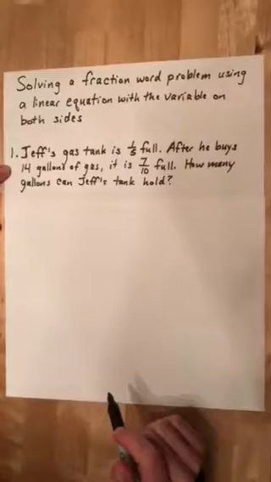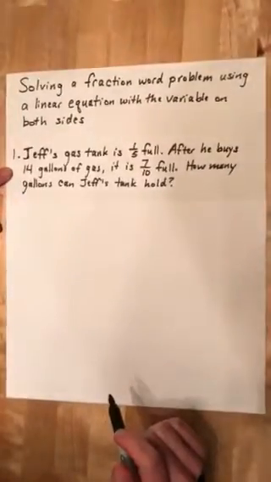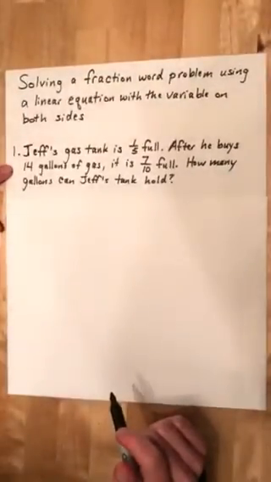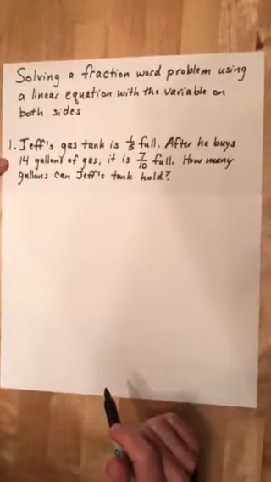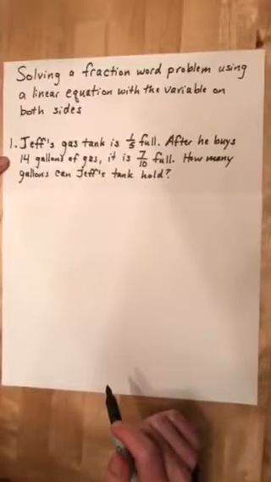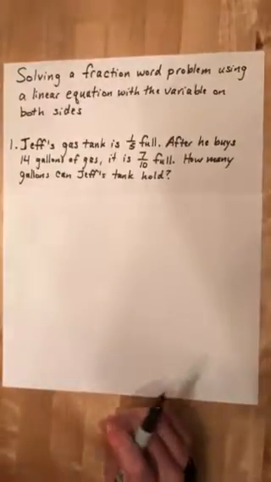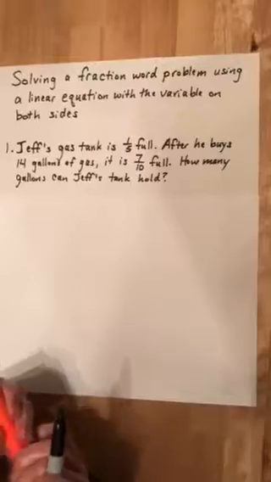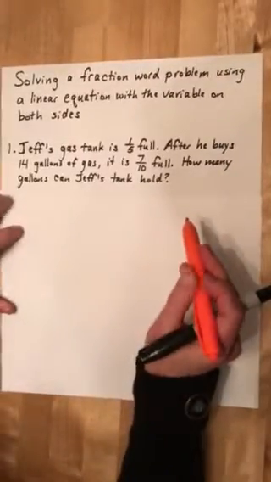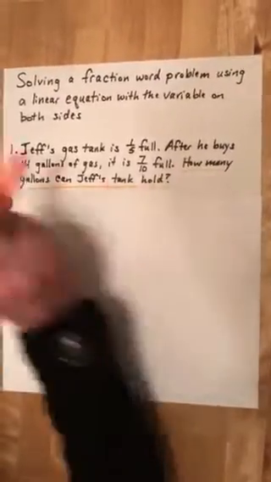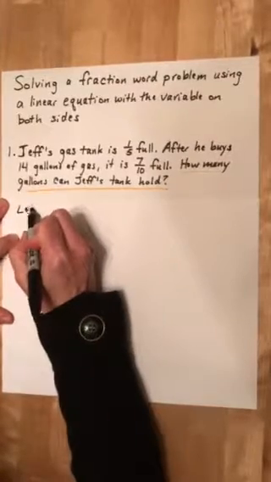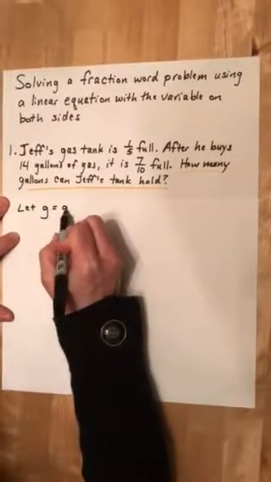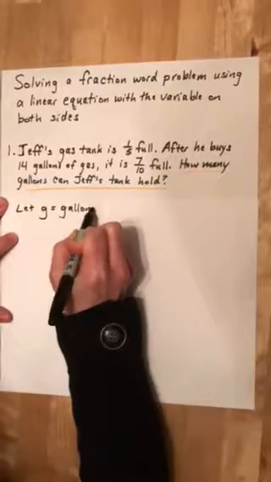Here's our first example. Jeff's gas tank is 1/5 full. After he buys 14 gallons of gas, it is 7/10 full. How many gallons can Jeff's tank hold? As always, we want to ask ourselves, what are we looking for in this problem? That last question gives it to us. How many gallons can Jeff's tank hold? So in this case, our variable will be G. Let G equal gallons Jeff's tank holds.